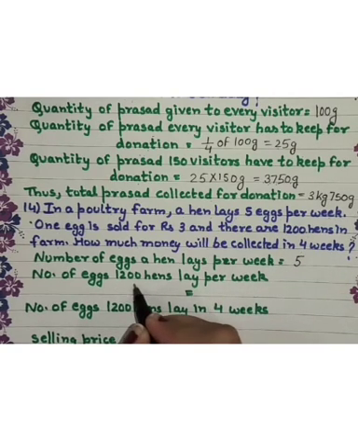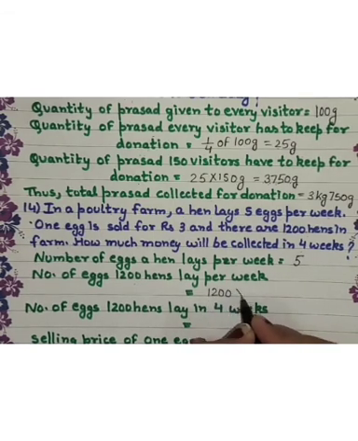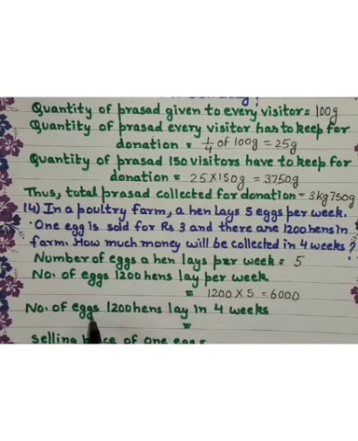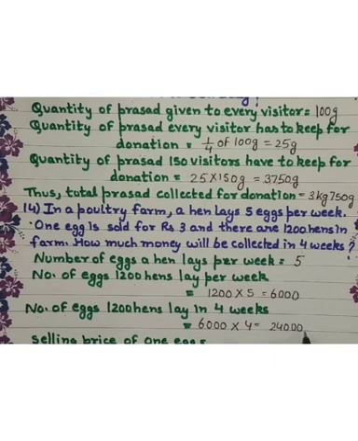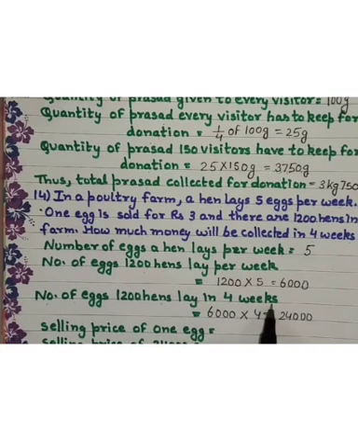Therefore, 1200 hens lay eggs per week will be 1200 multiply 5. That is 6000 eggs. Now, number of eggs 1200 hens lay in 4 weeks. In 1 week 6000, then 4 weeks will be 6000 multiply 4. That is 24,000. It means 24,000 is the total number of eggs 1200 hens lay in 4 weeks.